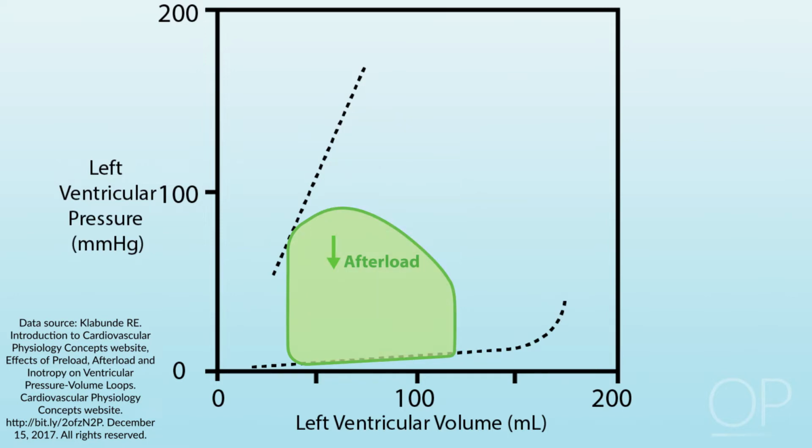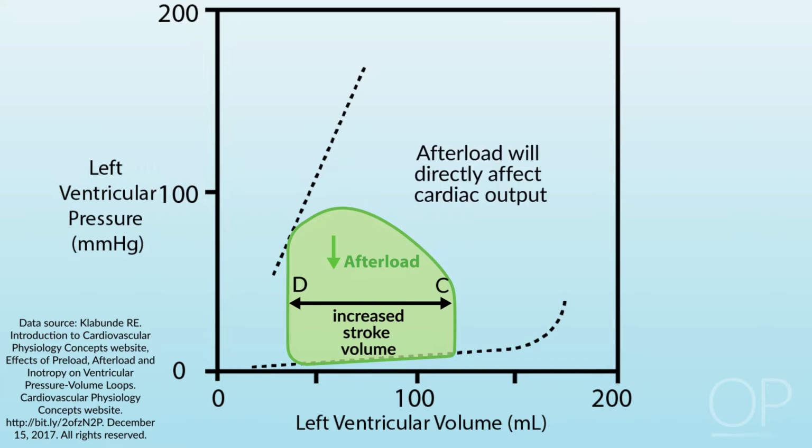When you decrease the afterload, you notice that the area from C to D is larger. The stroke volume is larger. What this indicates is that for the same diastolic conditions and the same preload conditions, afterload is going to directly affect your ability to maintain your cardiac output. This is important because positive pressure ventilation will affect afterload.